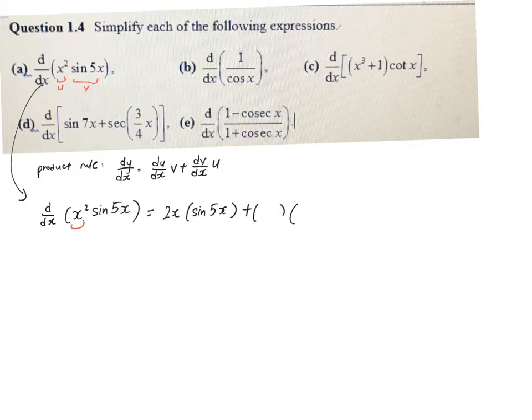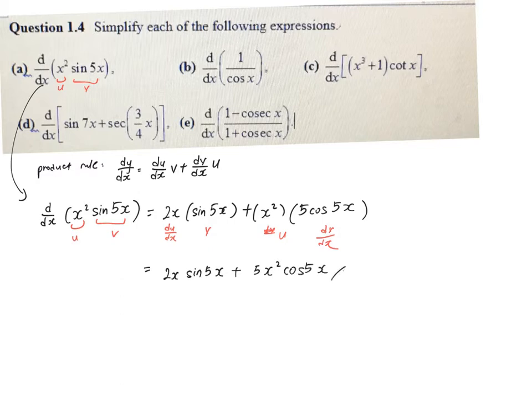Silly me. So it's basically x squared multiplied by the derivative of sine 5x. So sine 5x, you differentiate this, you must remember that you need to engage the chain rule, which will give you 5 cosine 5x. So this is u, this is v, this is du/dx, this is v, this is u, this is dv/dx. Then with that, simplify the answers, and the answer comes out to be as follows. So this is for part A.